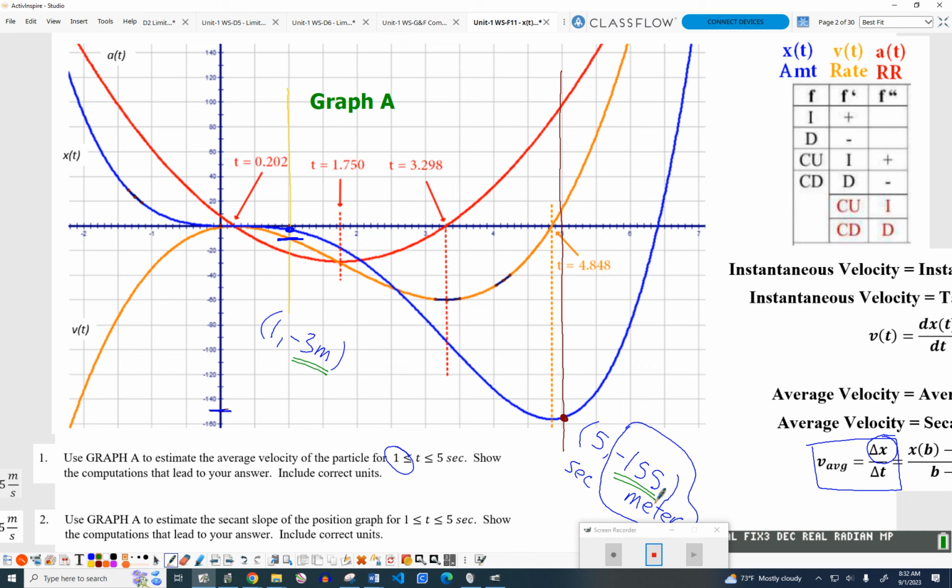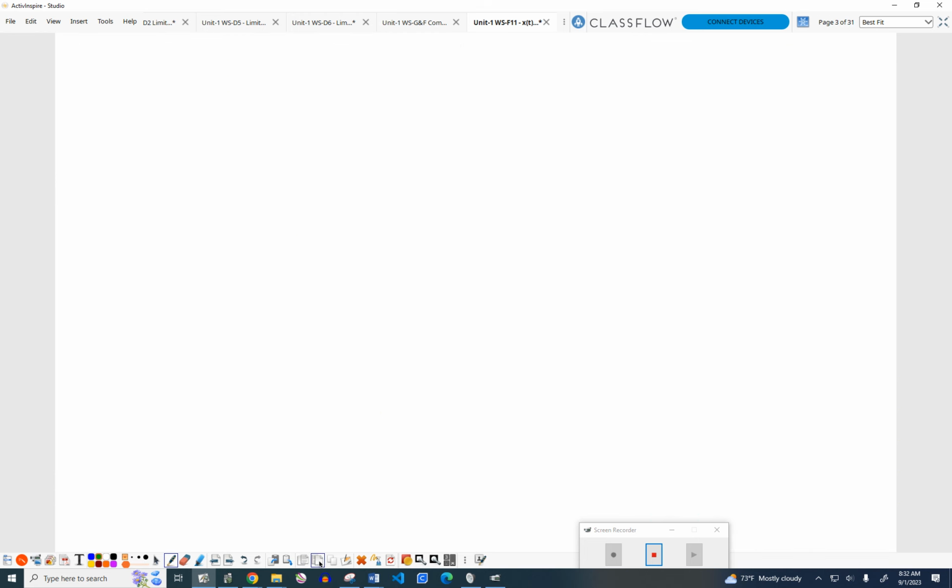So we've just found this thing. We found the change in the position. Now you're seeing it. We found the change in the position. So let's write that down. Okay, so we're trying to find the average velocity. And we're doing it for a time period from 1 to 5 seconds.